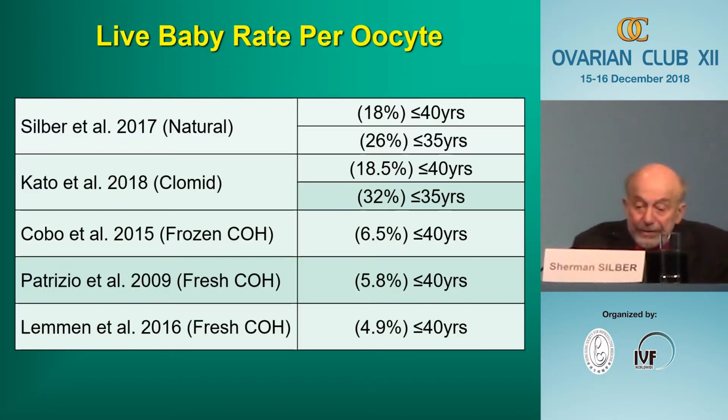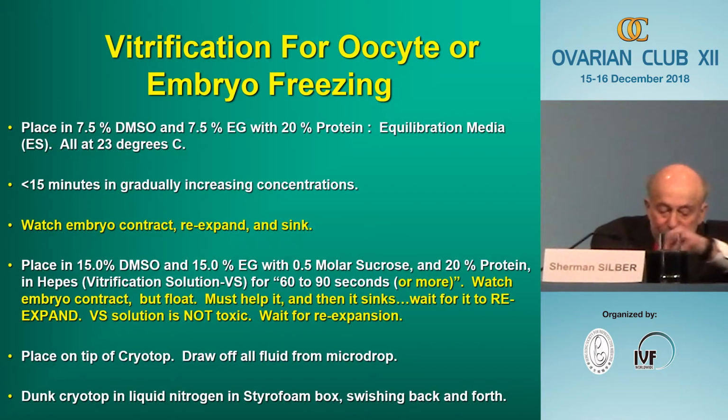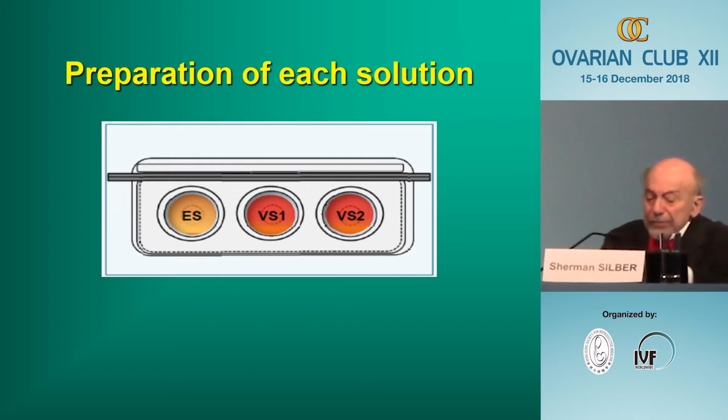At any rate, you can see the live baby rate per oocyte, which we looked at from all of the reported documented cases, and it can vary from 18% or 32% to 4.9% in women under 35 or under 40 years of age. And so, because time is down, I maybe have only 5 minutes. I shouldn't go through these details of the vitrification for oocyte or embryo freezing, but I think I've got a really good simple protocol for those that aren't doing it yet, and if you email me, you'll have it all on these slides. This is the way we do it now.